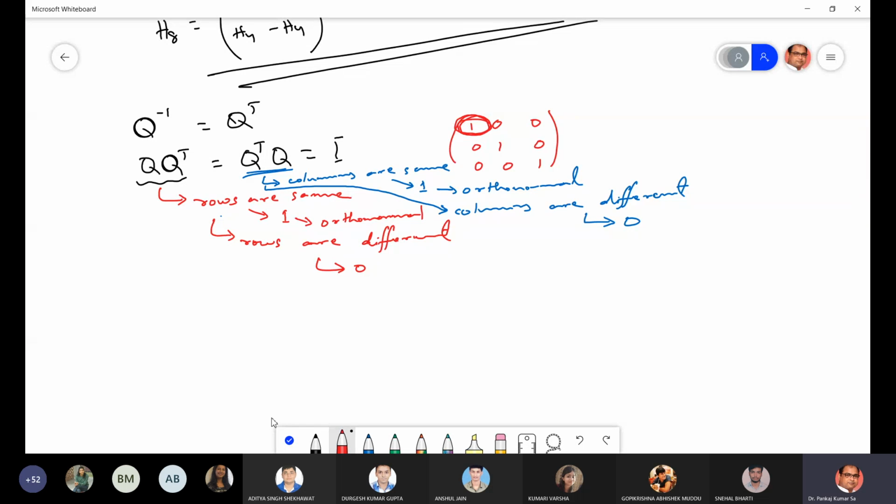Like that, each and everything in matrix algebra, linear algebra, has got a certain meaning, and the objective of this course is to make you understand all those meanings.